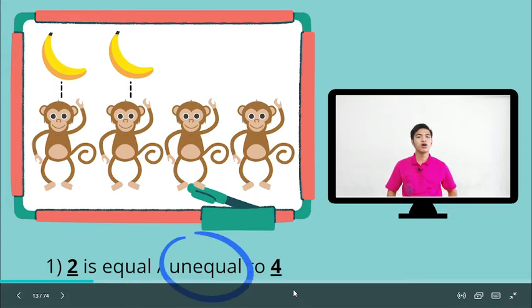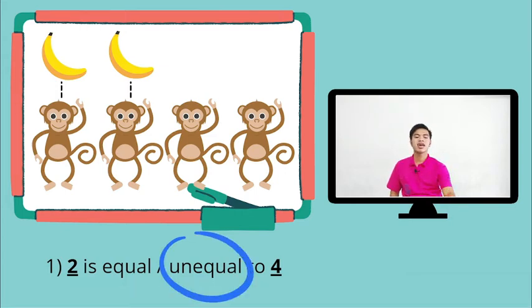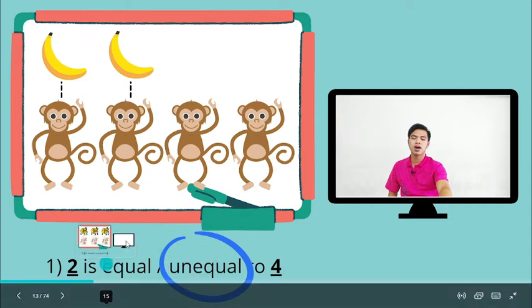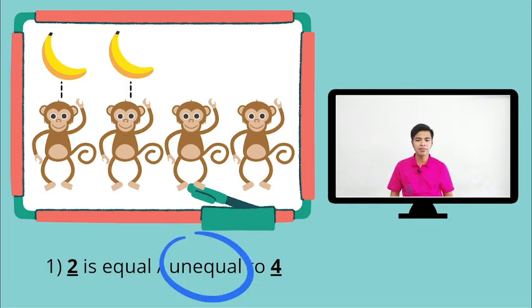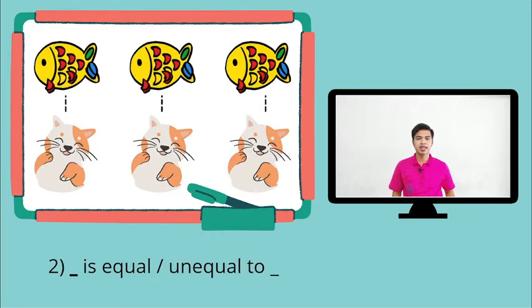And of course, it's important that we don't forget to encircle the word unequal because 2 bananas is not equal to 4 monkeys. Okay? So we should circle unequal. So for the second number, number 2, we have 3 fish and 3 cats. Do you think that 3 fish is equal to 3 cats? Okay, so let's find out.